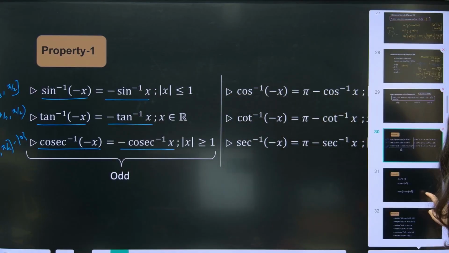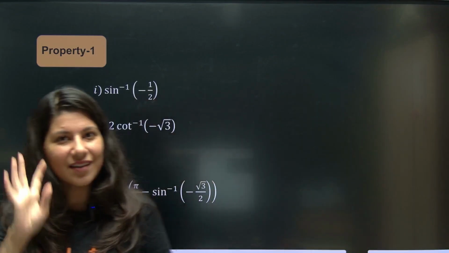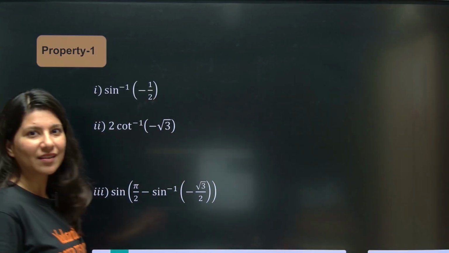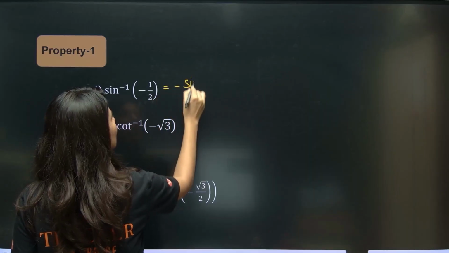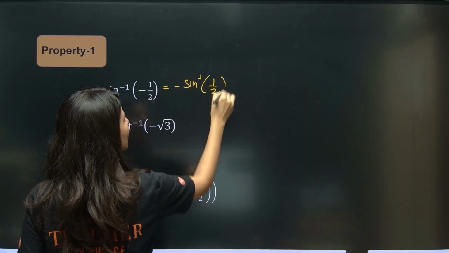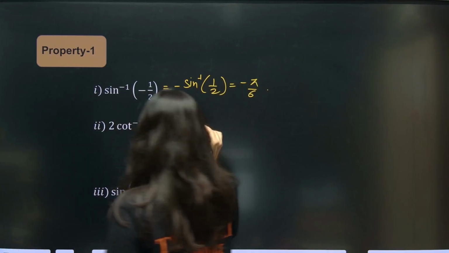Okay. So now just quickly tell me the value of these three things. Property number 1 is clear, no? This is not difficult. Sine inverse minus half is minus sine inverse half, ma'am. Now the property we are very clear about, ma'am. Minus pi by 6.